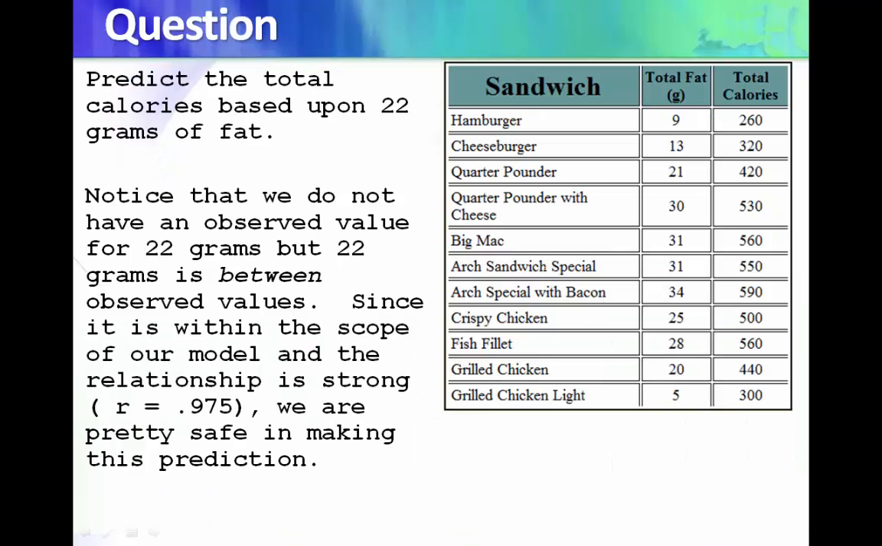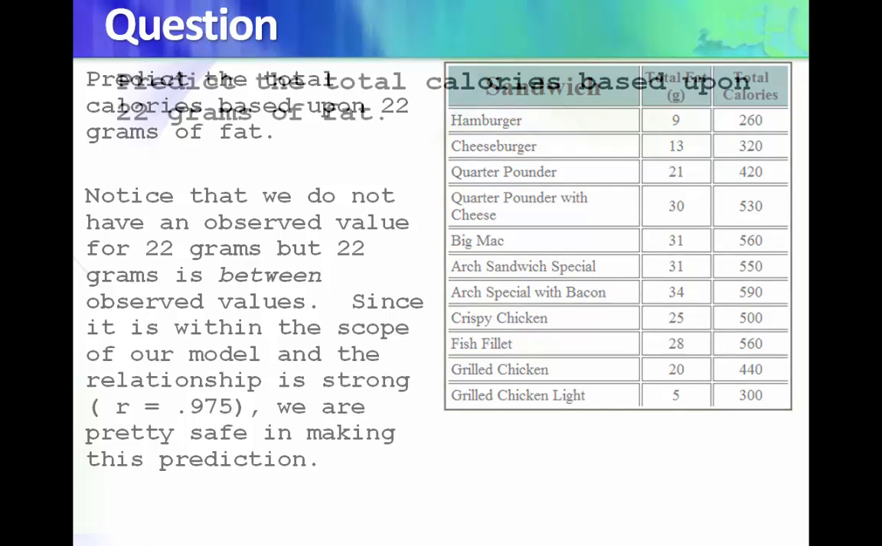Predict the total calories based upon 22 grams of fat. First, we notice that we do not have an observed value for 22 grams, but 22 grams is between observed values. Since this is within the scope of our model and the relationship is strong with an R value of 0.975, we're pretty safe in making this prediction.